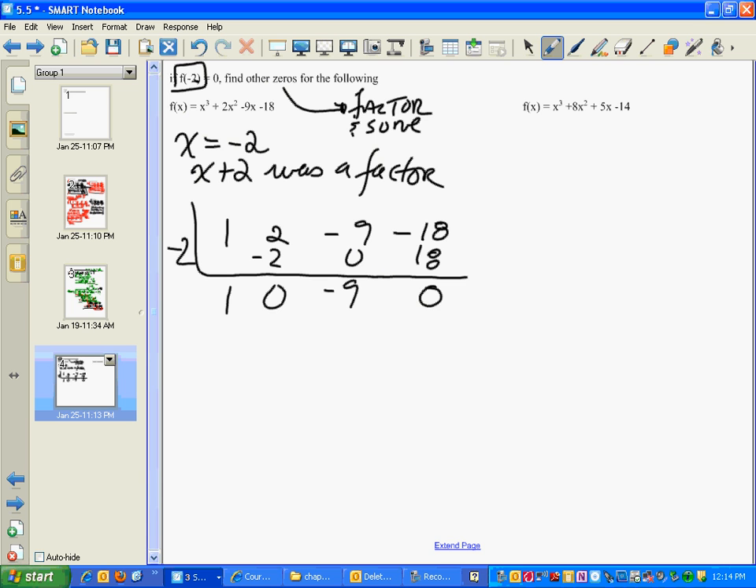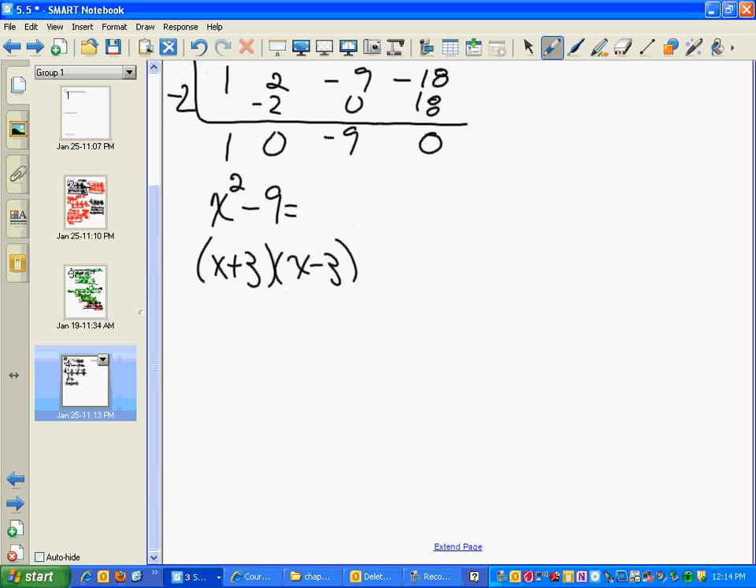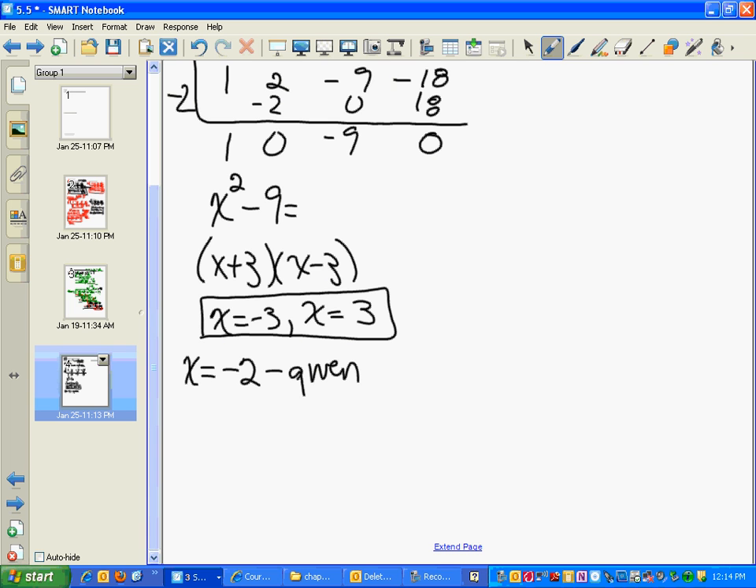What is this polynomial that I'm left with? And what is funny about x squared minus 9? Which factors then to? So x equals negative 3 and x equals 3. So what was my first? X was equal to negative 2. This was given. These are my other zeros. Correct?